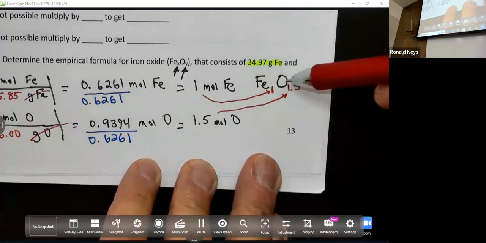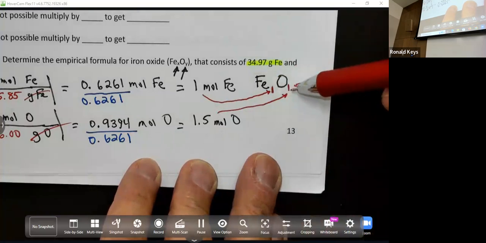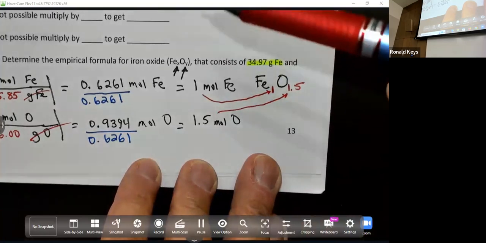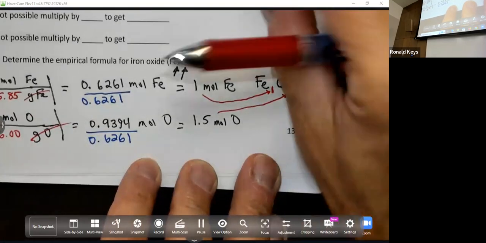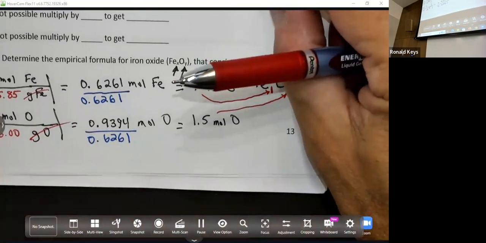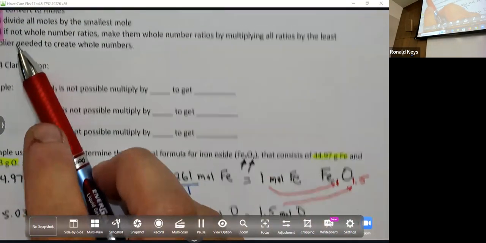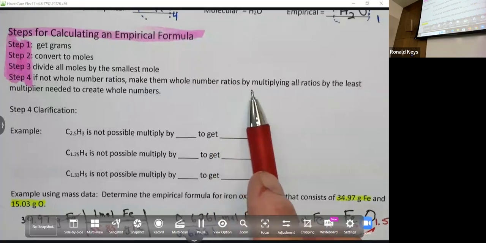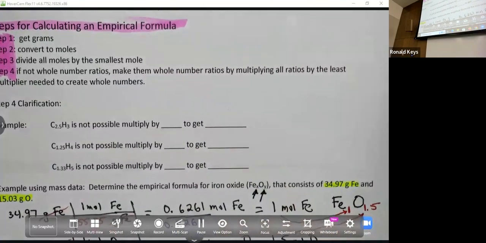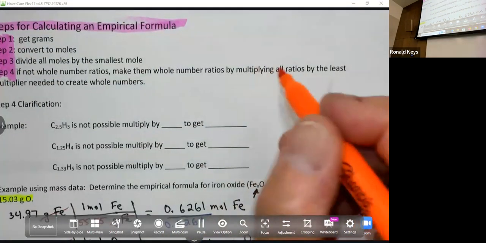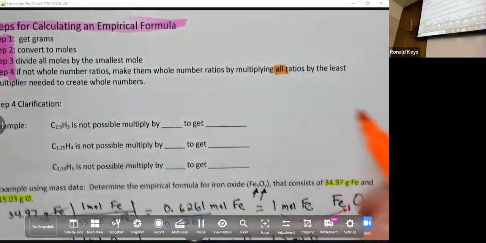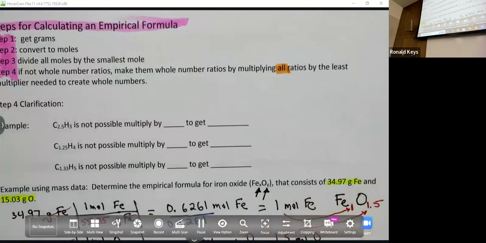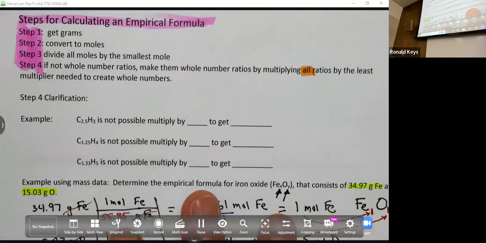And we know that these have to be whole numbers, right? We don't have Fe1 or 1.5. So this is where we have to go up and do step four. Step four says, if not whole number ratios, make them whole number ratios by multiplying all ratios by the least multiplier needed to create whole numbers.